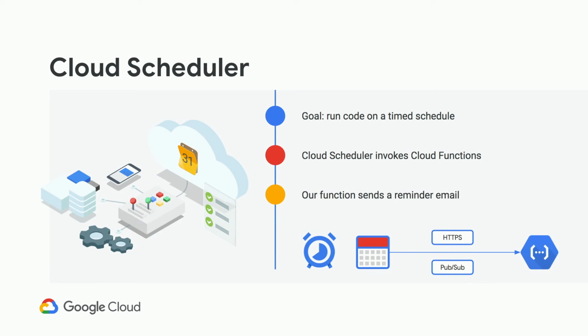For example, in this case, we want to run code on a time schedule, which is why we use Cloud Scheduler. At a fixed interval, Cloud Scheduler emits certain events, and then these invoke Cloud Functions, which then work on our backend data store and send out an email. And that's how the interaction flow works.